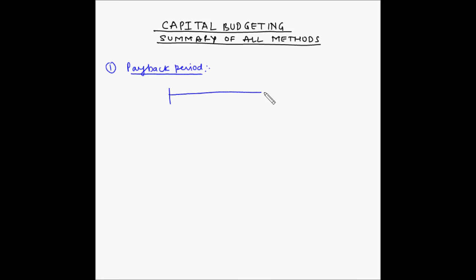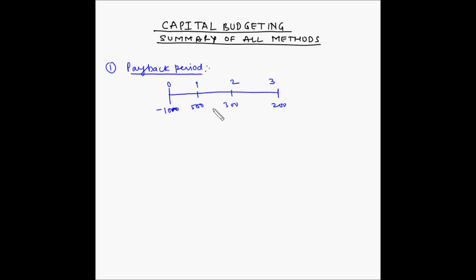So let's consider this cash flow: 0, 1, 2, 3. Minus 1000, so this is the cash outflow, then 500, 300, 200. So basically in this cash flow, we have the investment outlay as 1000 rupees, and then we have the cash inflows. So the payback period helps in determining within how many years of the cash inflows will we be able to recover the 1000 rupees of cash outflow.